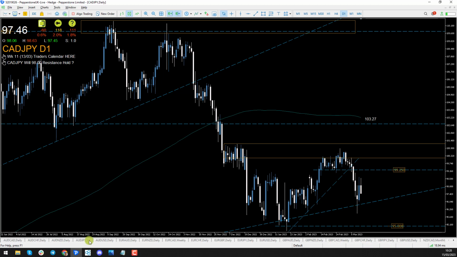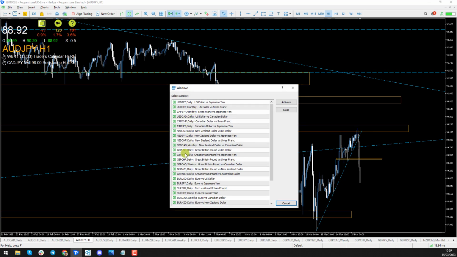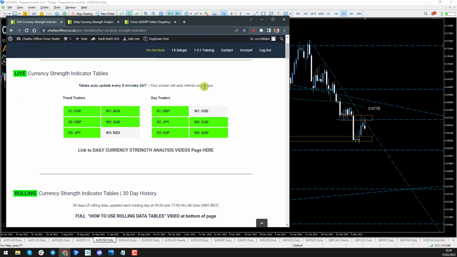Another market that I was really interested in, obviously we're interested in Aussie yen to the downside though. I just also wanted to bring your attention back to a previous chart, which was Aussie US dollar. So Aussie US dollar is coming up into an area here. Now we'll bring in the currency strength indicator tables. The dollar isn't on the strong side at all. It's on the weak side of the day traders and isn't featured on our trend traders as strong.